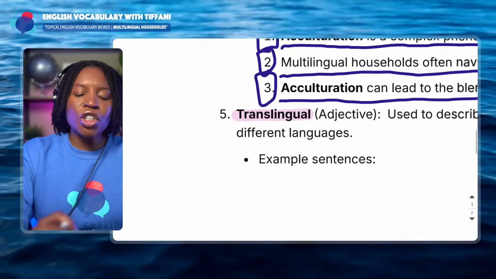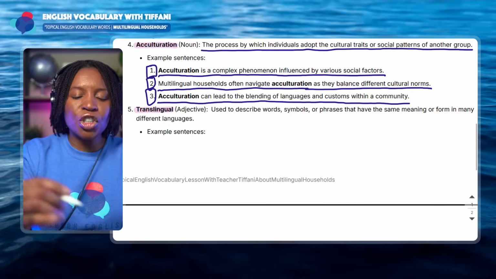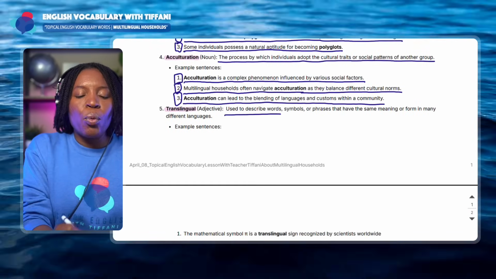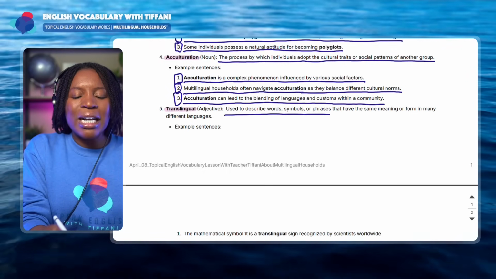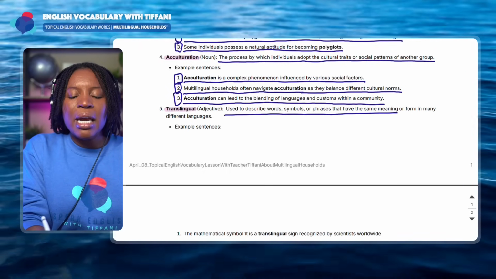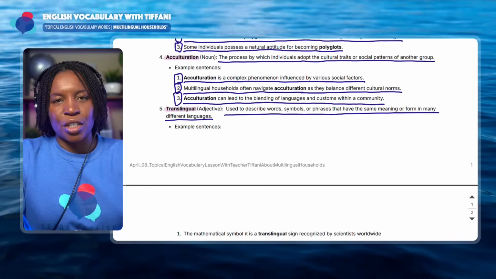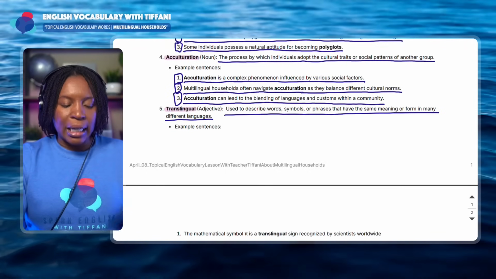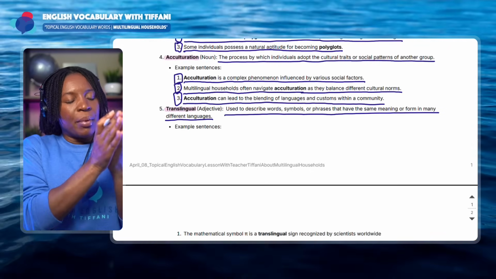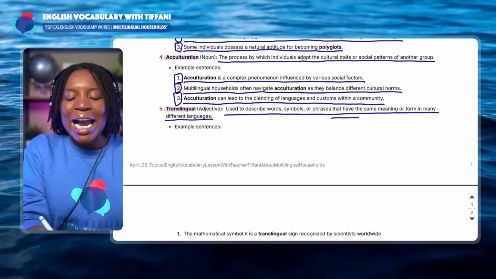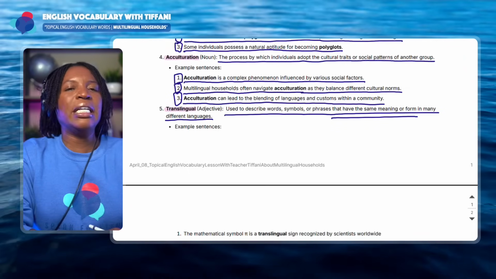Excellent. Now, this term translingual, it literally just means when you're using it to describe words, symbols, or phrases that have the same meaning or form in many different languages. Translingual. Describing words, symbols, or phrases that have the same meaning or form in many different languages.